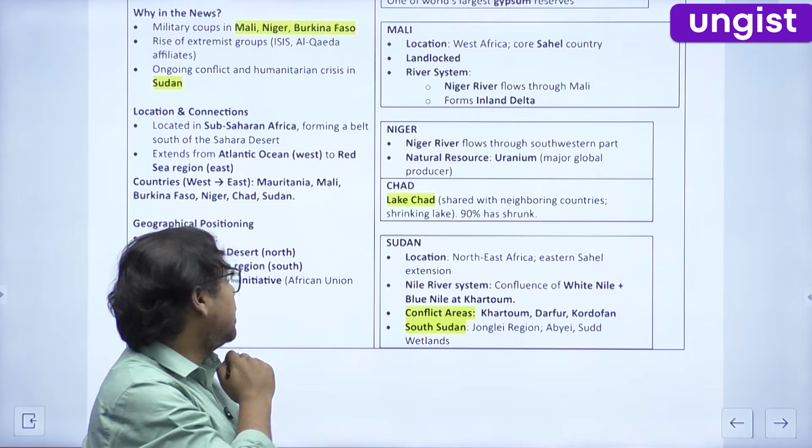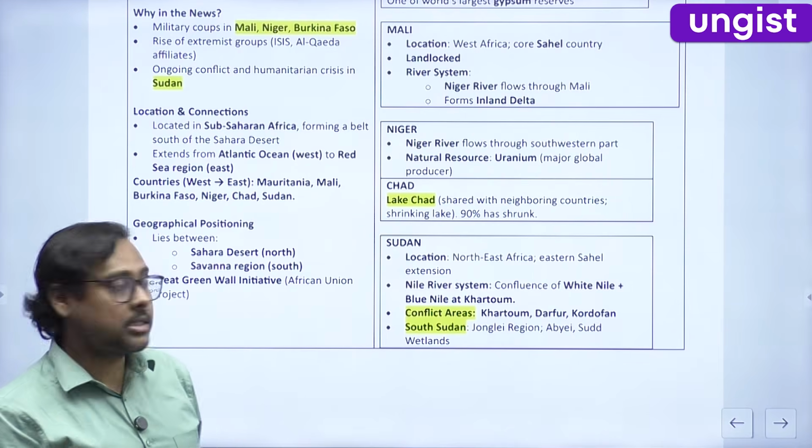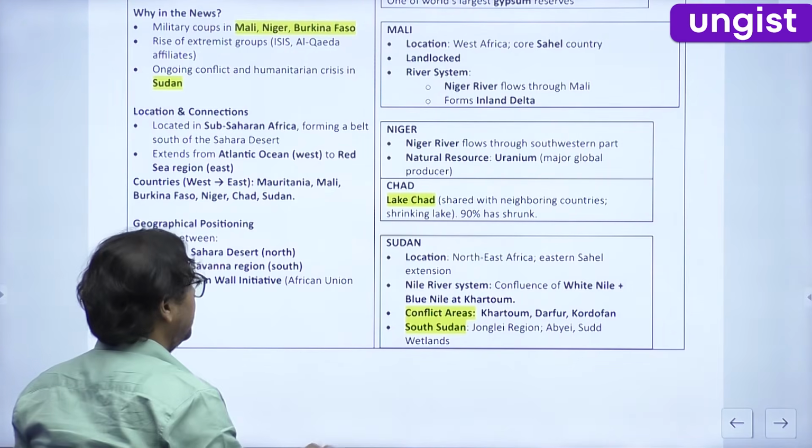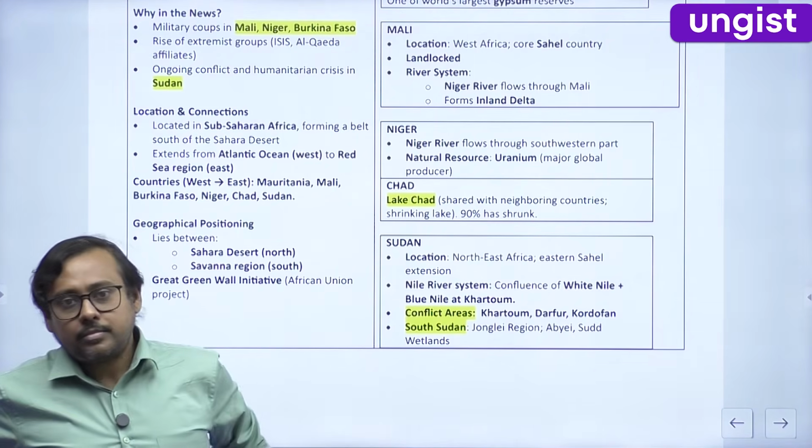Second largest is Niger. Huge uranium production. Okay. Now coming to Chad.